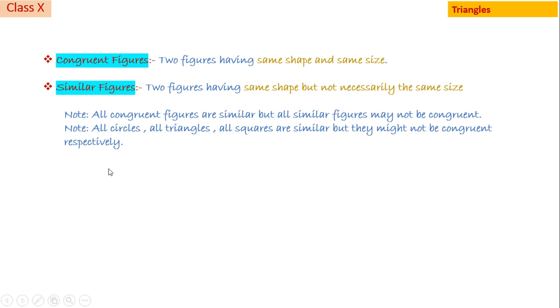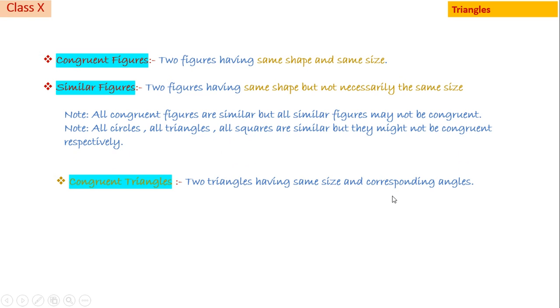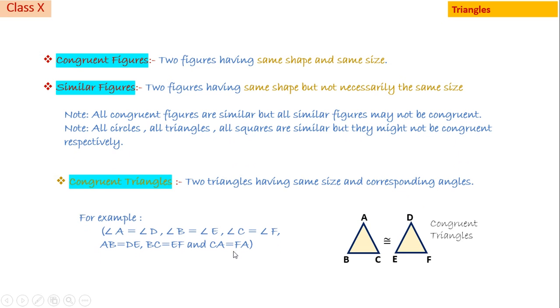Now let us apply these concepts of congruency and similarity to triangles. Two triangles having same shape and corresponding angles are called as congruent triangles. For example, triangle ABC is congruent triangle DEF. In this figure, angle A is equal to angle D, angle B is equal to angle E and angle C is equal to angle F. Also, AB is equal to DE and BC is equal to EF and CA is equal to FA, which means corresponding angles and corresponding sides of both the triangles are equal. So, both triangles are congruent.